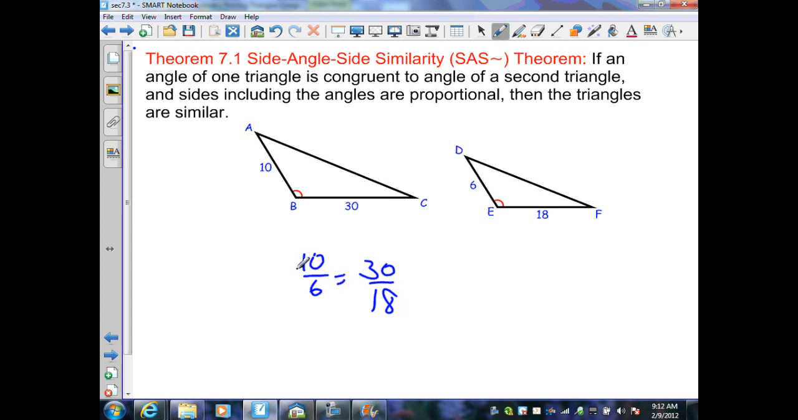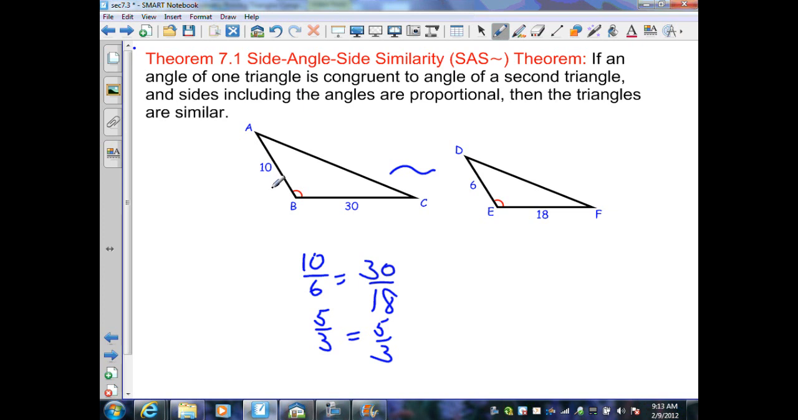Now I just have to verify that this is a true statement, that this is equal to each other. I'm going to simplify the fractions. Here, I'm going to divide by 2 on both. That gives me 5/3. Here, I'm going to divide by 6 over both. That gives me 5/3. So it is true that my ratios are equal. That verifies that these two triangles are similar by the side angle side similarity postulate.